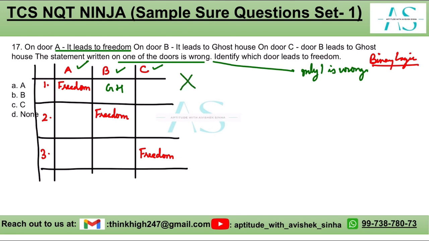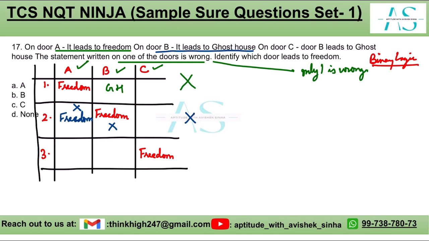Second. Now in this case, we are saying B leads to freedom. If we are saying that B leads to freedom, then this statement, it leads to ghost house, is wrong. Now A leads to freedom, it cannot be. This is absolutely wrong. So we have got 2 wrong statements. This cannot be the answer.